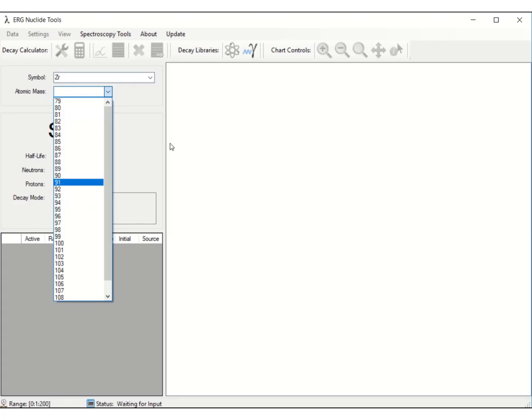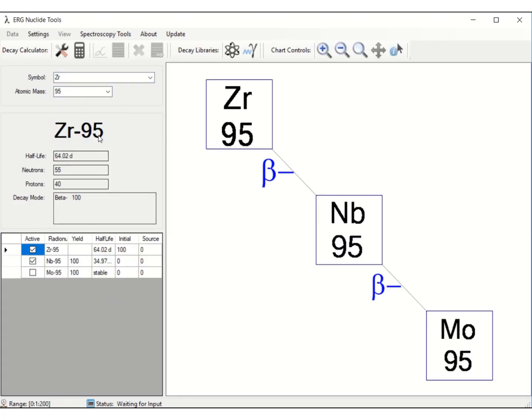So we select the element, then we select the isotope: zirconium-95, niobium-95, molybdenum-95, beta, 2 betas, and a stable molybdenum-95. The input data isn't done by clicking on this bar. It's done through the table. So let's just say there's 100 atoms of zirconium, fundamentally a percentage. And let's also include the molybdenum in the output since we're talking about atoms.